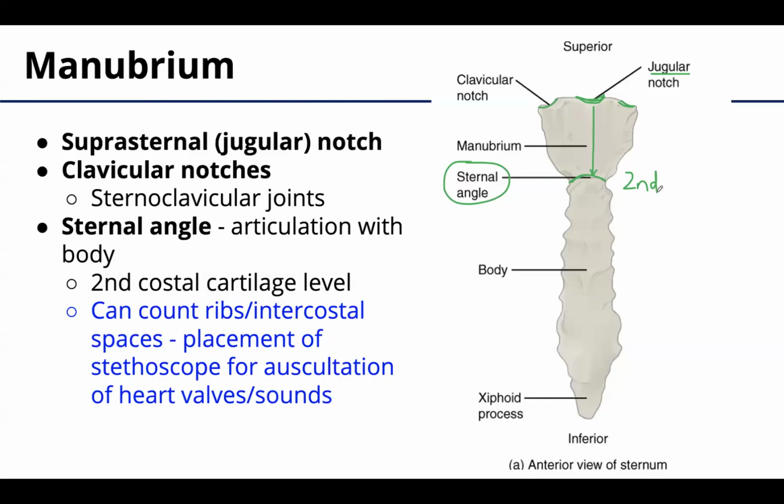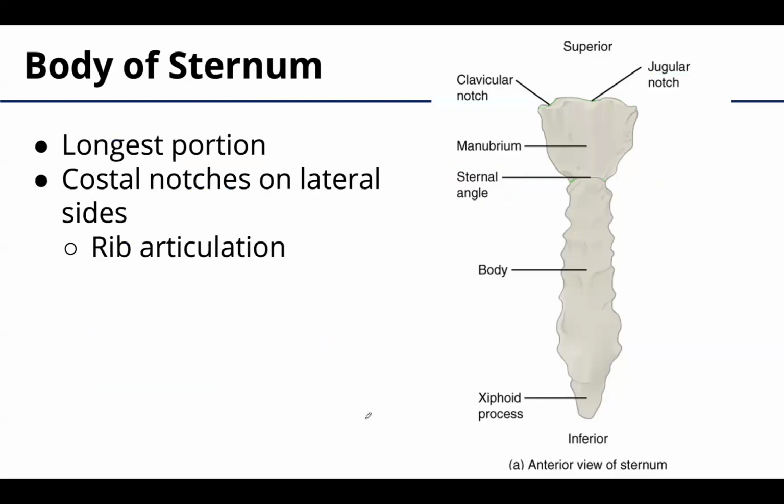This can also help guide you in terms of the placement of the stethoscope for auscultation of heart sounds, as well as your heart valves. So this is something that you will return to over and over again in your clinical practice. Now, the body of the sternum, as I mentioned, is the longest portion, and on its lateral side are numerous notches where the costal cartilages of the ribs will attach to the sternum. That's the anterior attachment, and that will be on both sides.